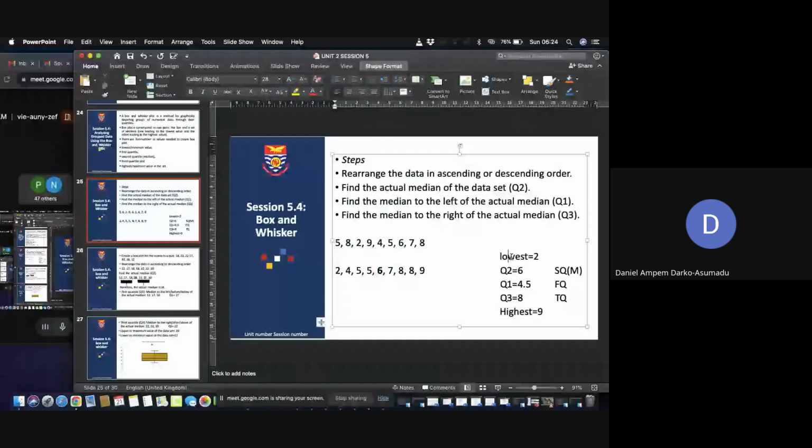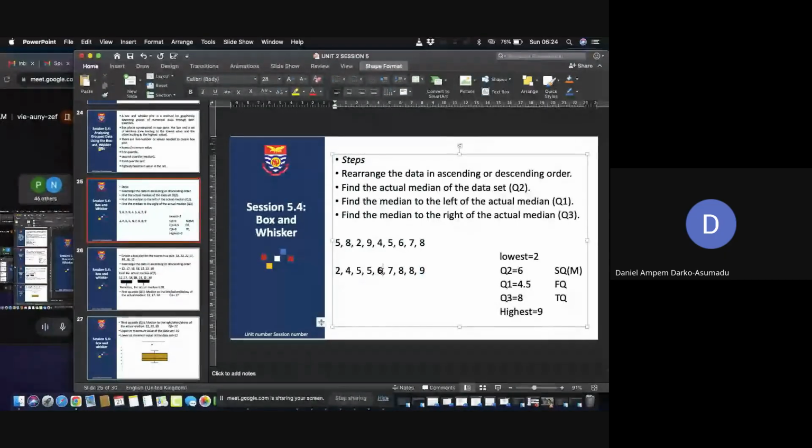What is the lowest value? The lowest value in this data set is 2, as you can see. The highest value in this data set is 9. Now let's find the first quartile and third quartile. The median to the left of the actual median is the first quartile, and the median to the right of the actual median is the third quartile.